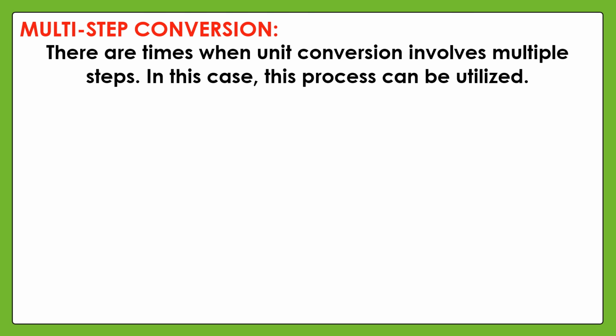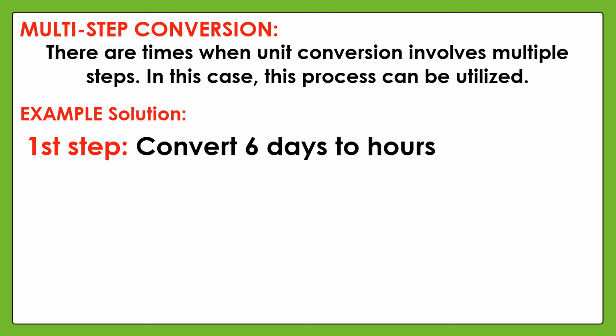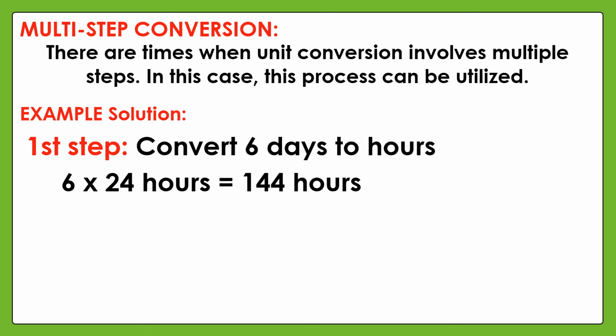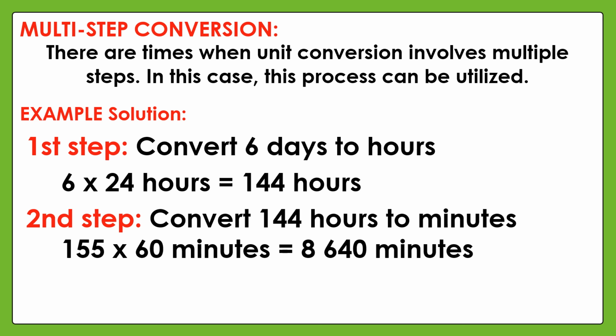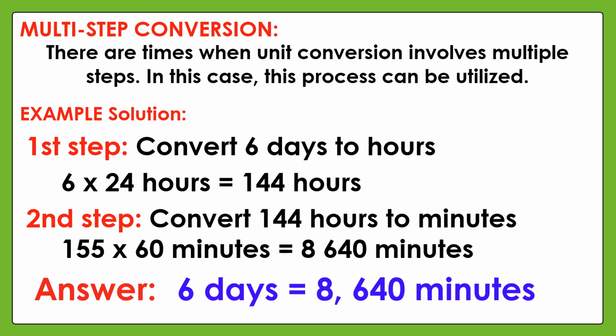Multi-step conversion. There are times when unit conversion involves multiple steps. In this case, this process can be utilized. Example solution. First step, convert 6 days to hours. 6 times 24 hours is equal to 144 hours. Second step, convert 144 hours to minutes. 144 times 60 minutes is equal to 8,640 minutes. The answer is 6 days is equal to 8,640 minutes.